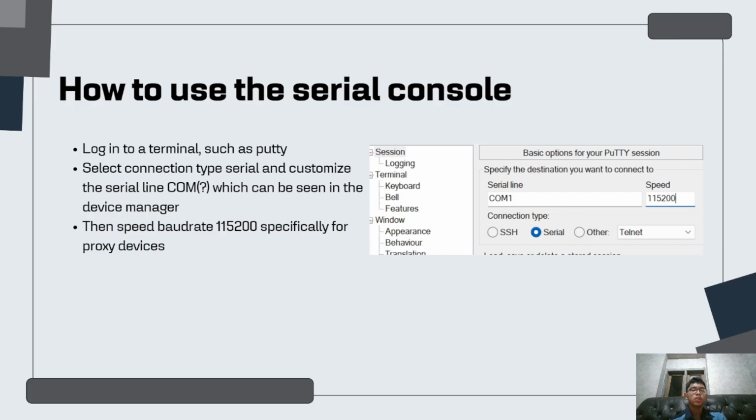How to use the serial console is to log in through a terminal such as PuTTY, select connection type Serial and customize the serial line COM, which can be seen in Device Manager, then speed baud rate 115200, specifically for Proxmox device.